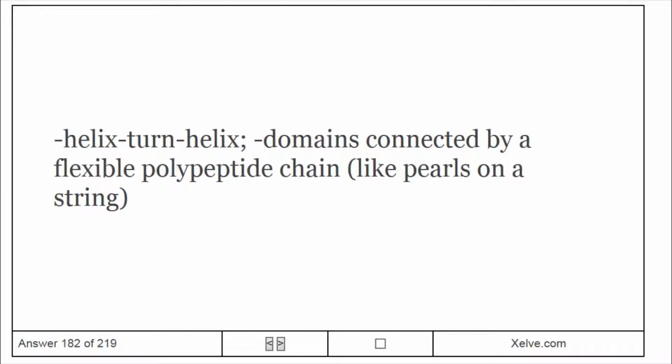List two types of motifs, supersecondary structures. Helix-turn-helix. Domains connected by a flexible polypeptide chain.